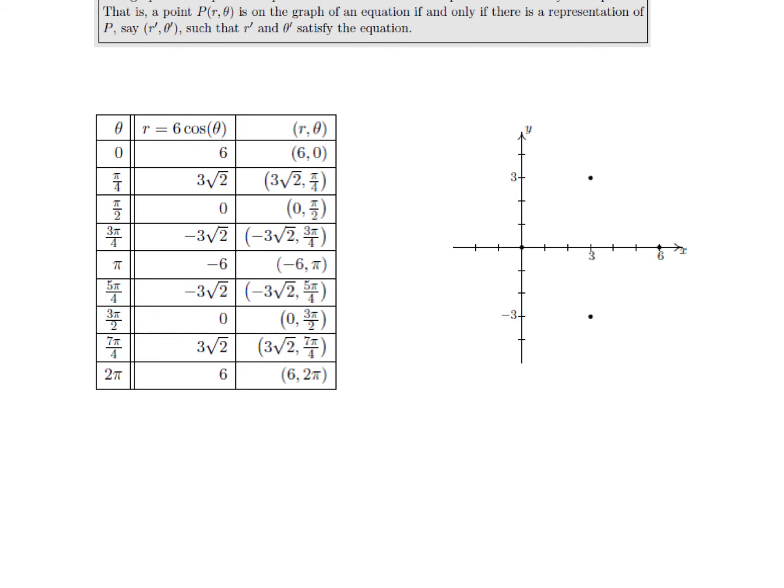This is like a lot of hard work. What would have started first if they had said graph this on the test? What would be the first thing you would have had to do? If they tell you to graph 6 cosine theta, Wilson, what would you have to do first?